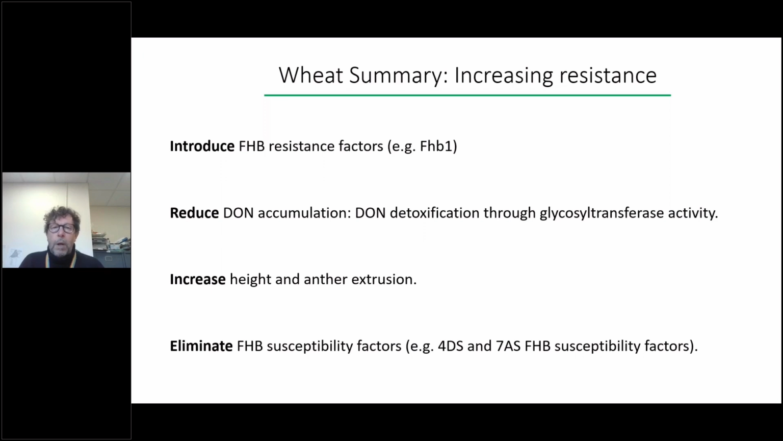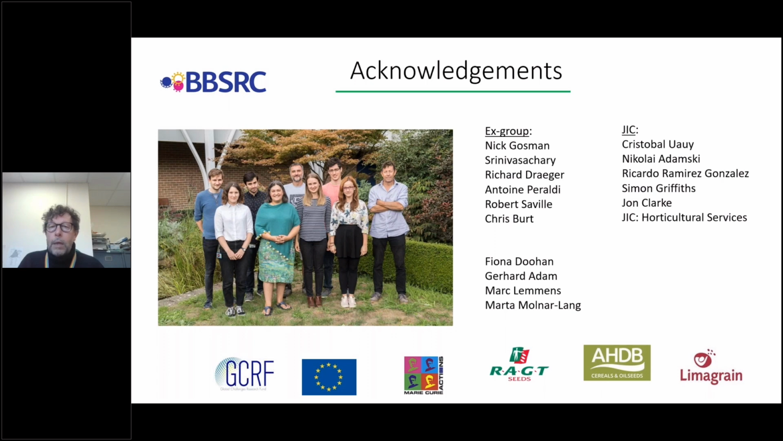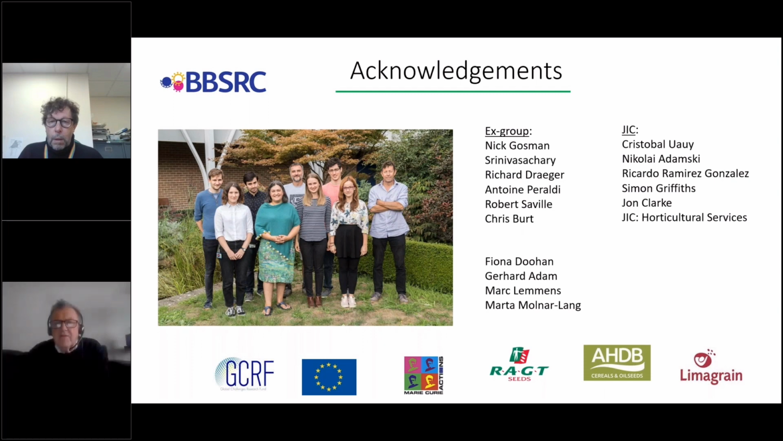And then finally, we have the approach of eliminating susceptibility factors. And it's going to be through a combination of these approaches and the stacking of these characteristics within an ideal variety that should ultimately lead to the reduction and potential elimination of FHB and associated mycotoxin accumulation as a threat to consumers. And so with that, I would just thank my colleagues, both present and previously, other members of the GIC, other collaborators, and of course, funding agencies and yourselves for your attention. Thank you.